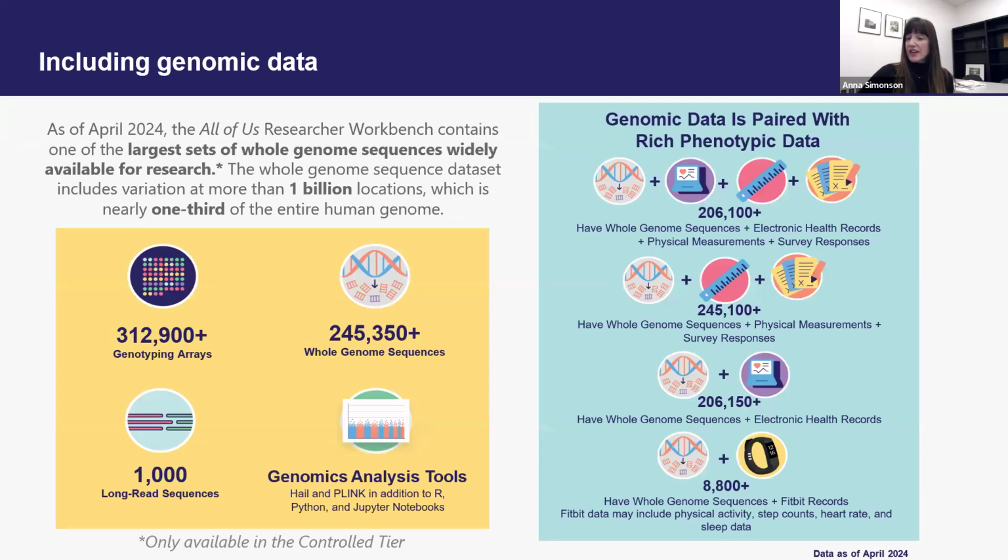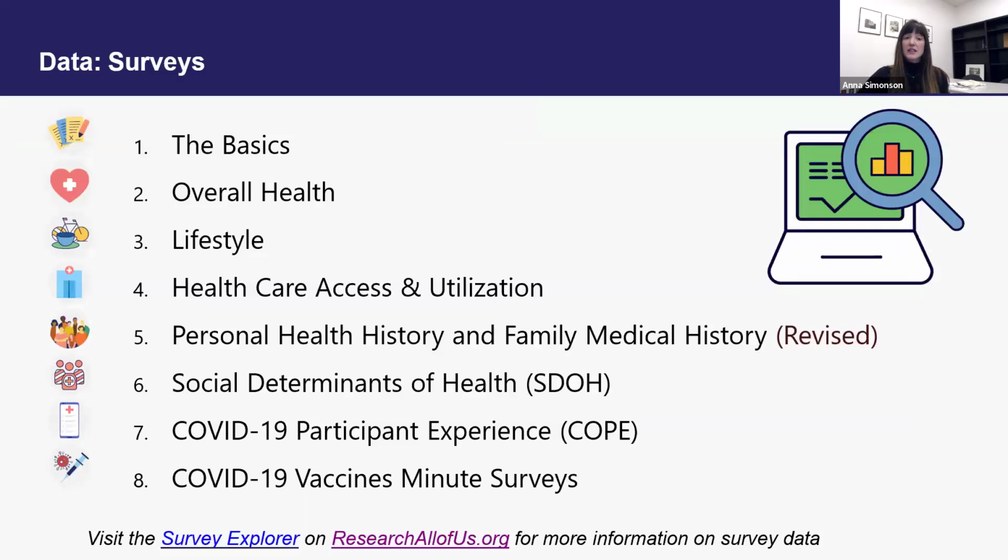So a lot of researchers are interested in this genomic data, which again, you can only see if you have controlled access, which USD does. As of April 2024, All of Us contains one of the largest sets of whole genome sequences widely available for research. There's also a lot of survey data in the data set.